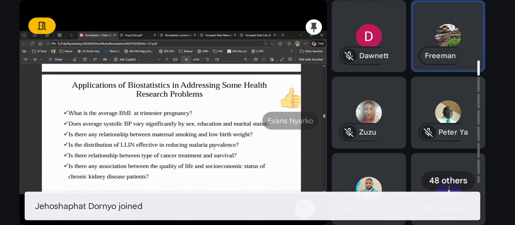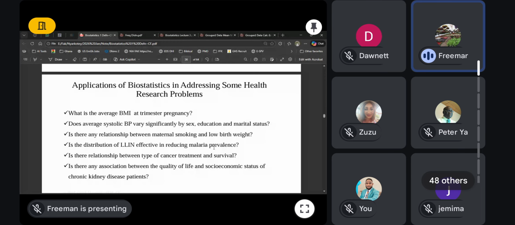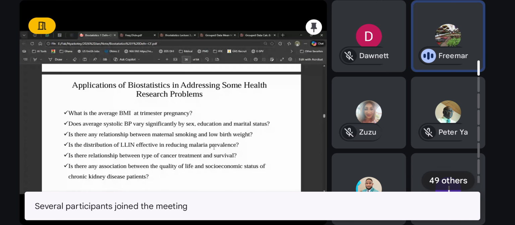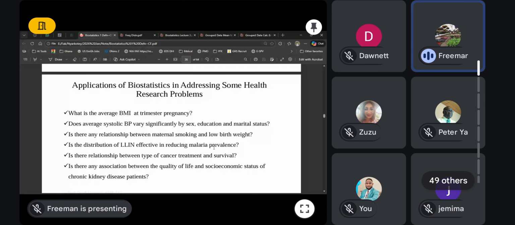So the distribution of long-lasting insecticide net, is it effective in reducing malaria prevalence? You can use Biostat to investigate that by way of collecting your data.